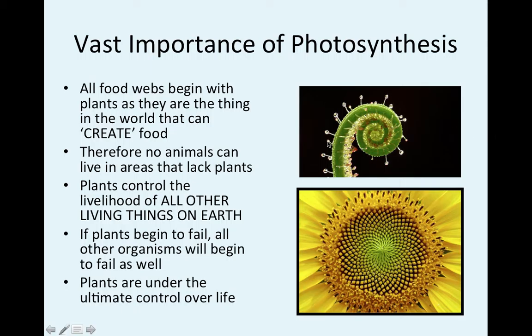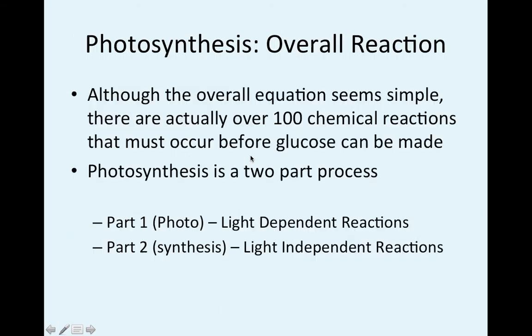Okay, besides the fact that they're creating oxygen, they're also creating food. So very, very important, photosynthesis. Okay, now, when we go through photosynthesis, we're going to simplify it. It's really over 100 chemical reactions. We obviously can't go through all of them.